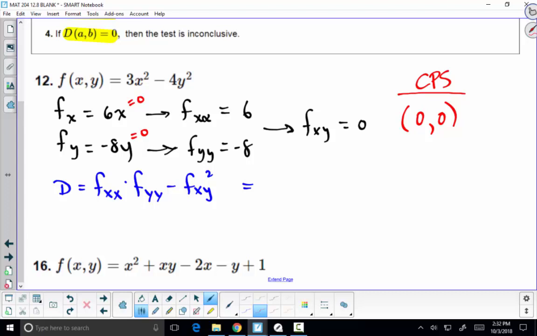I missed what CPS means. Critical points. Oh, okay. Critical points.